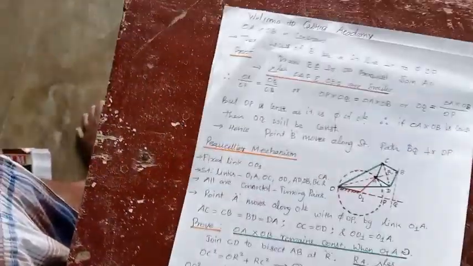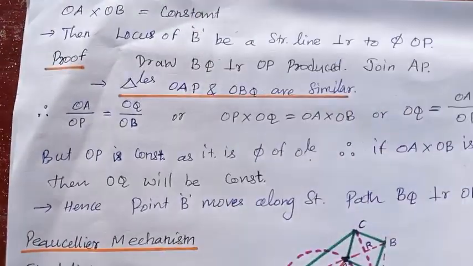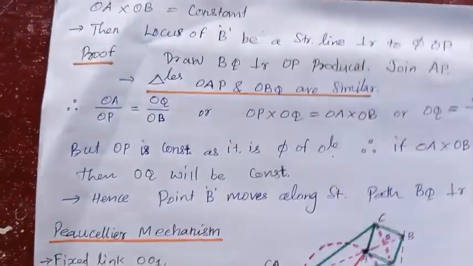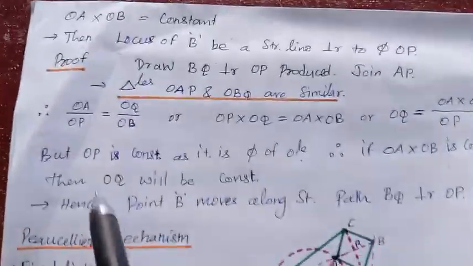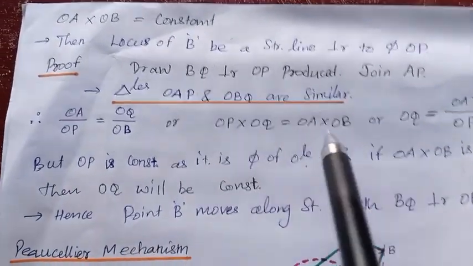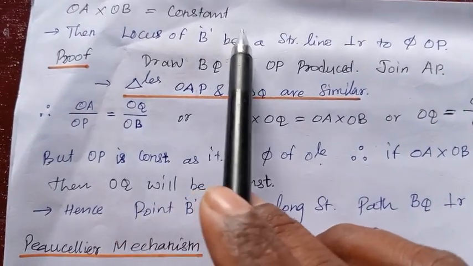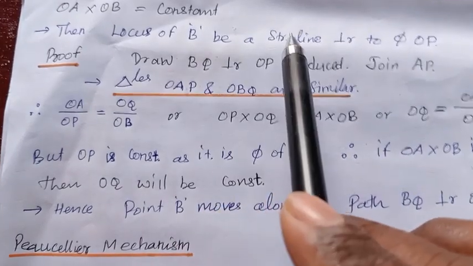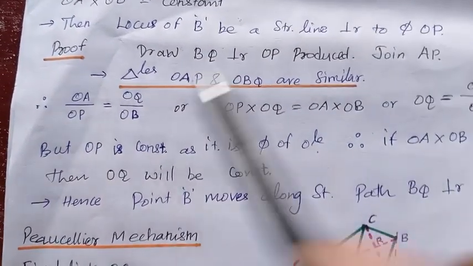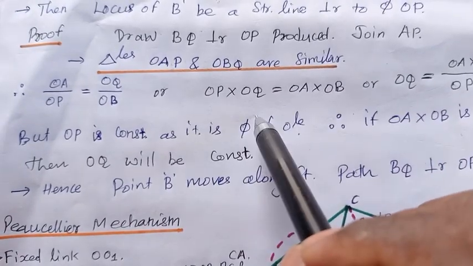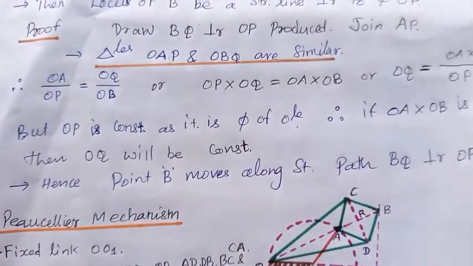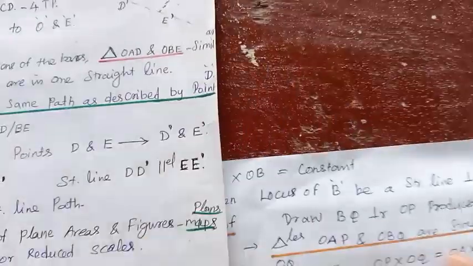Here, as we know, OA into OB equals a constant. Then the locus of point B is a straight line perpendicular to OP. Proof: draw BQ perpendicular to OP produced.